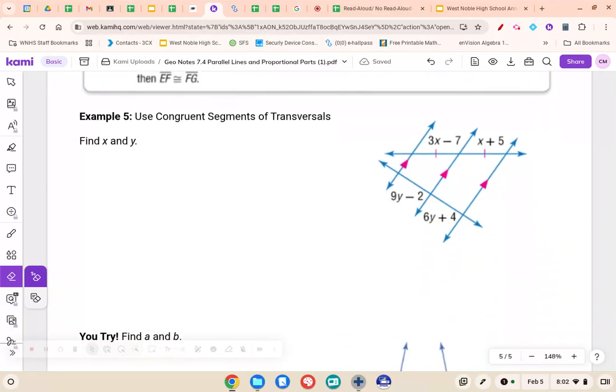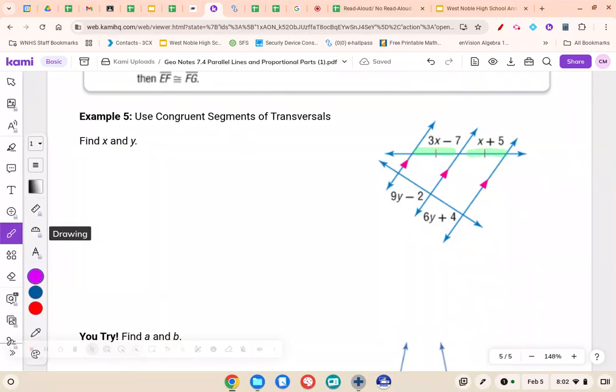So we can use this idea to solve algebra, okay? Use congruent segments of transversals. This is one of the only times that we actually have congruent segments and we're not setting up a proportion, is when they are actually marked congruent. So these two have a congruent marking. We know they are going to equal each other.